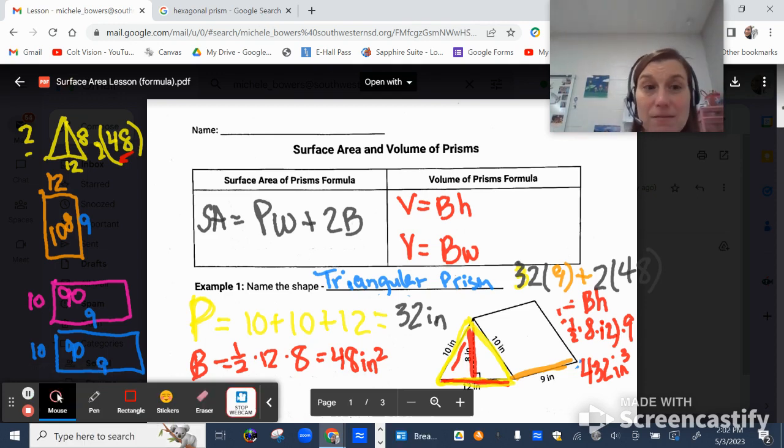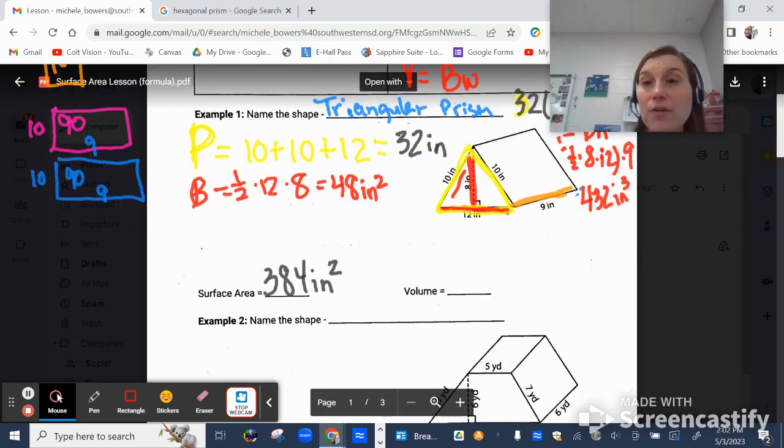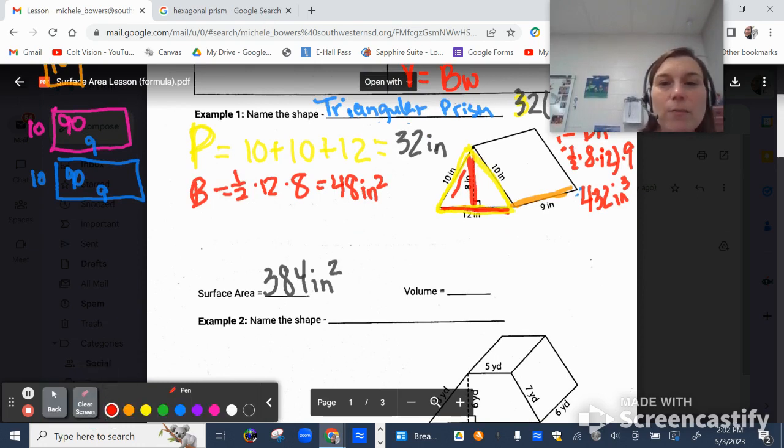When I did this work here, 32 times 9 plus 2 times 48, I got 384. And that should be the same answer that we get when we add 90 plus 90 plus 108 plus 48 plus 48. You'll get the same answer, and so your surface area is 384 inches squared. And we already have the volume here as 432 inches cubed.